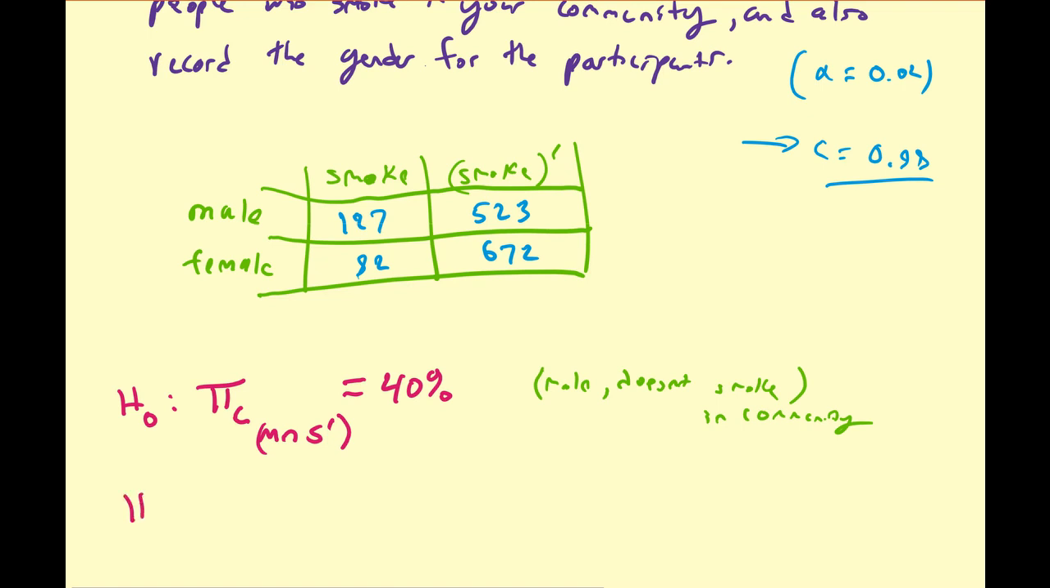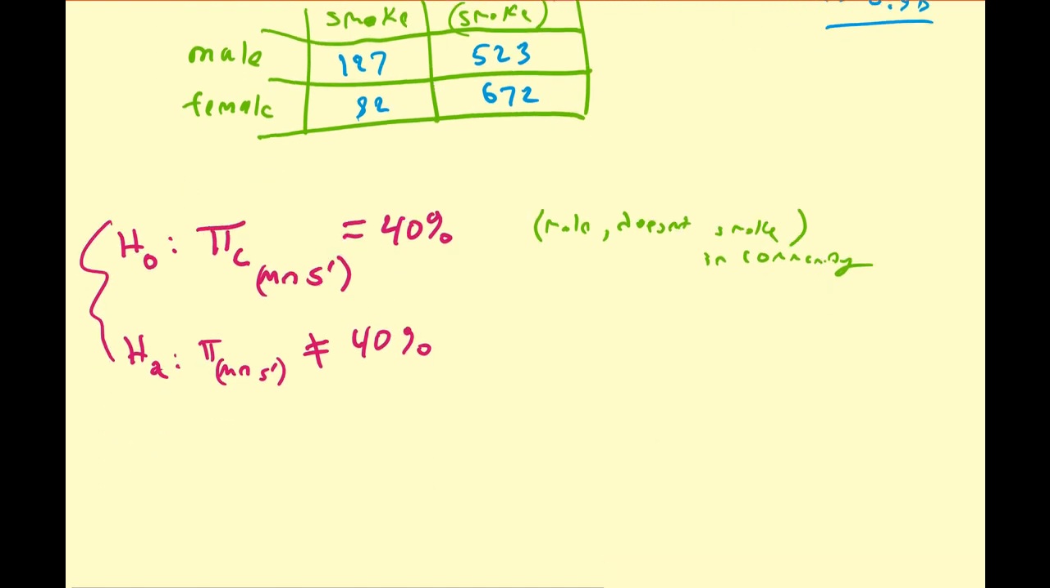All right, so the alternative hypothesis for this hypothesis test is that this population proportion for the community, you don't really have to write C, males that do not smoke, is not equal to 40%. So this is the hypothesis test that we're going to conduct here.